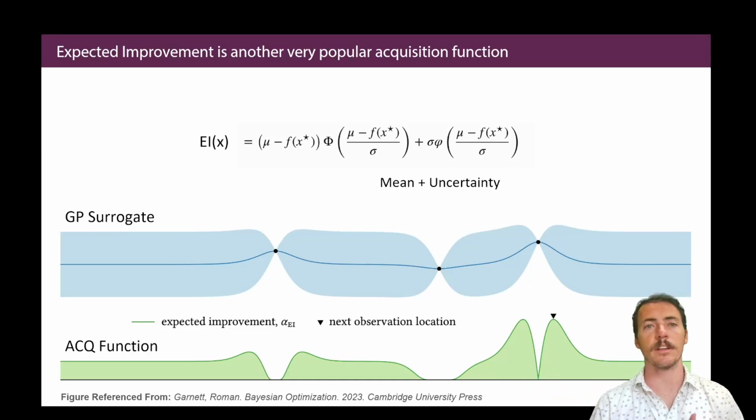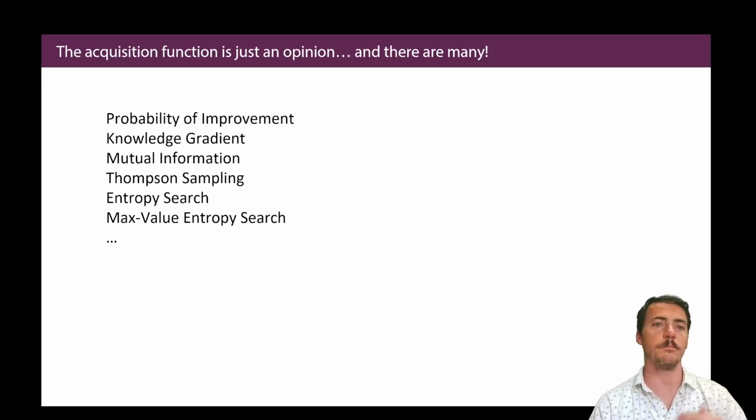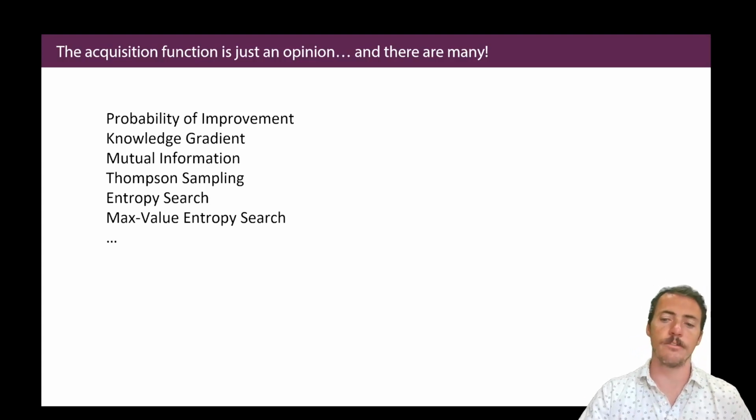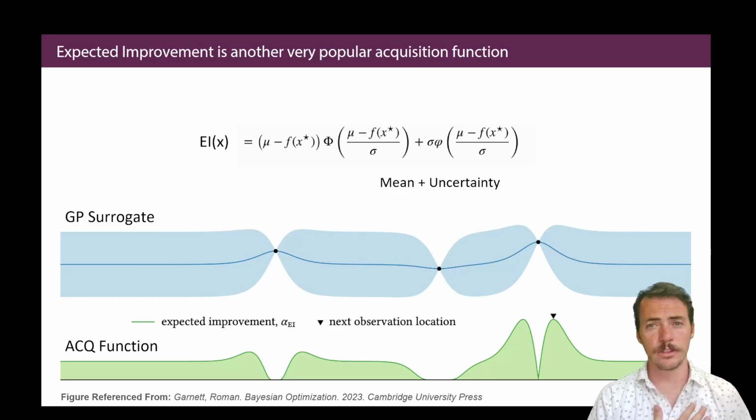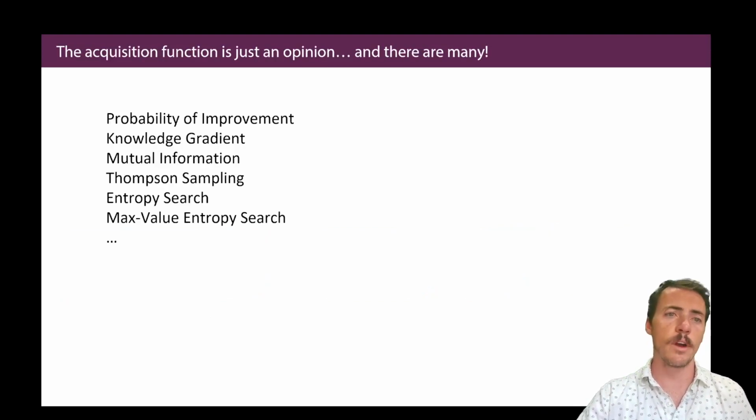There's lots and lots of different acquisition functions. They're sort of like opinions, right? There's tons: probability of improvement, knowledge gradient, mutual information, Thompson sampling, entropy, max value entropy. It could go on. And there's not one that you should always use. I find myself very often using expected improvement. The literature certainly uses that a lot, but there's no reason to believe that it's the very best. And you can try different ones.